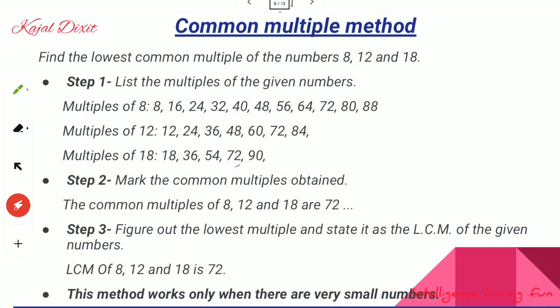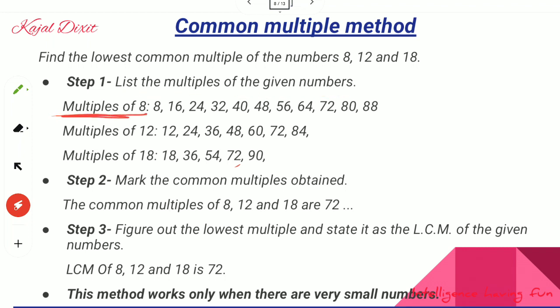Now let us discuss the first method, that is the common multiple method, again for the example of 8, 12 and 18. Okay, so the numbers given to us right now are 8, 12 and 18. So what is the first step to be followed in this method? We have to list the multiples of the given numbers.